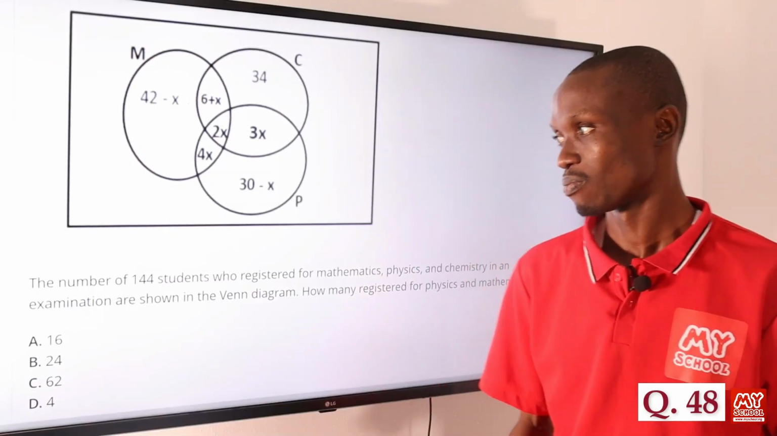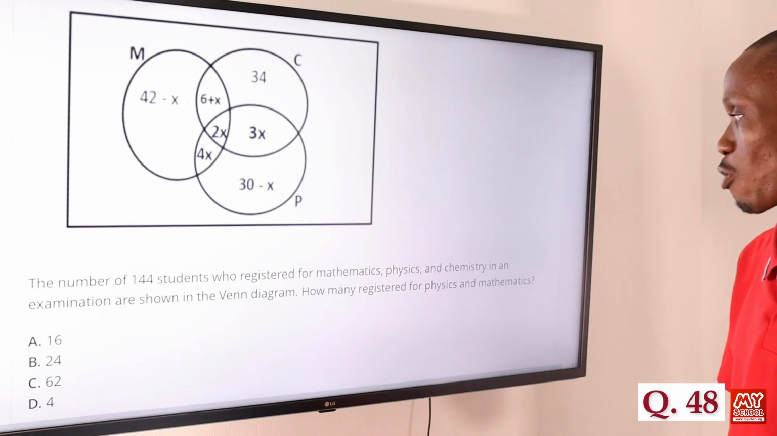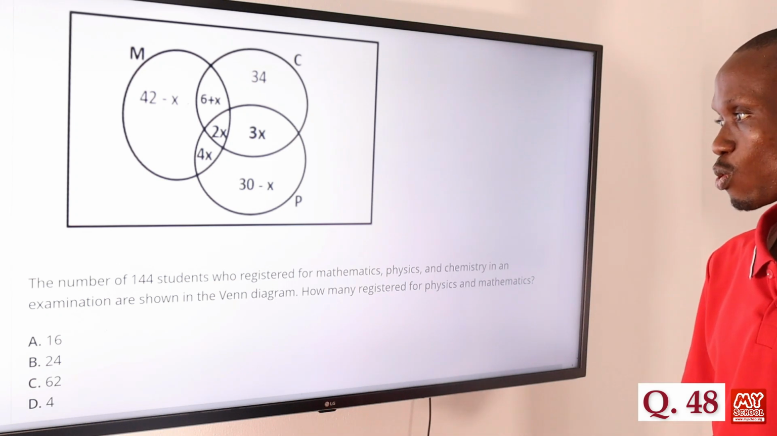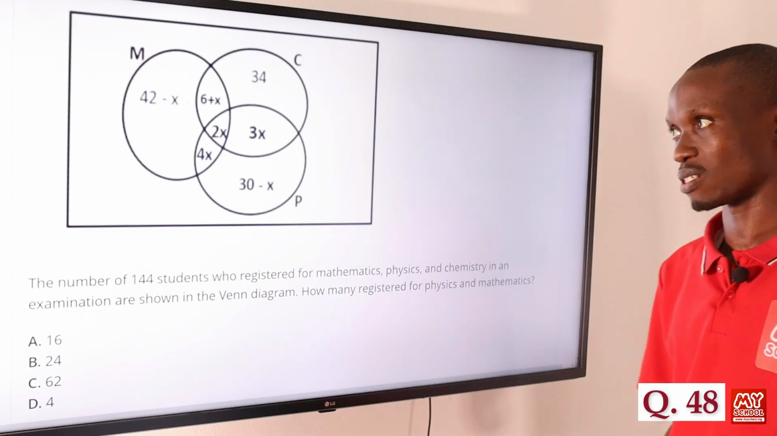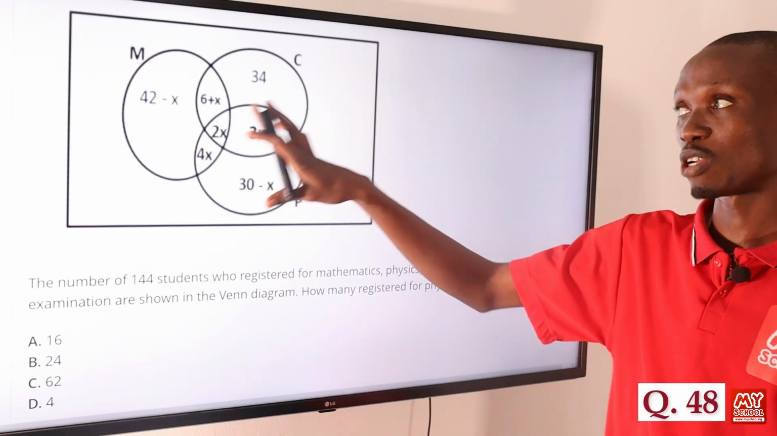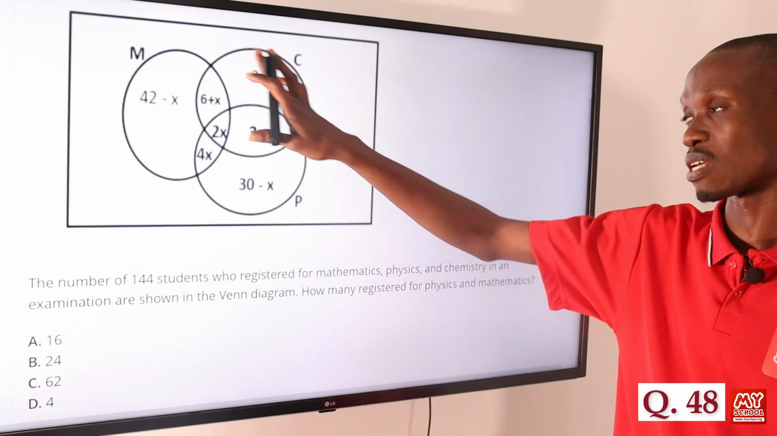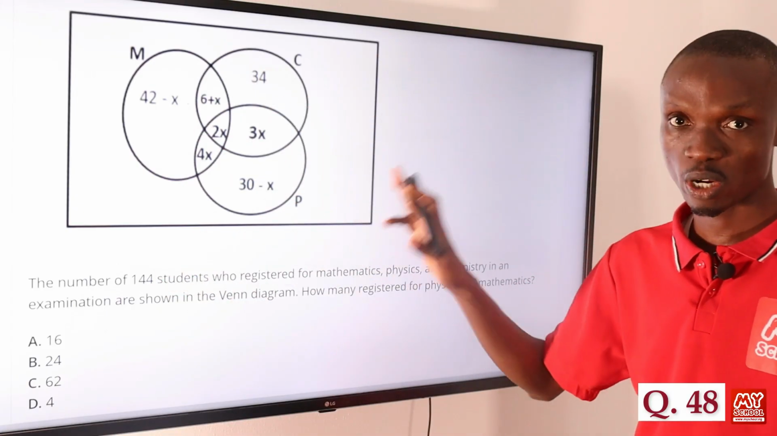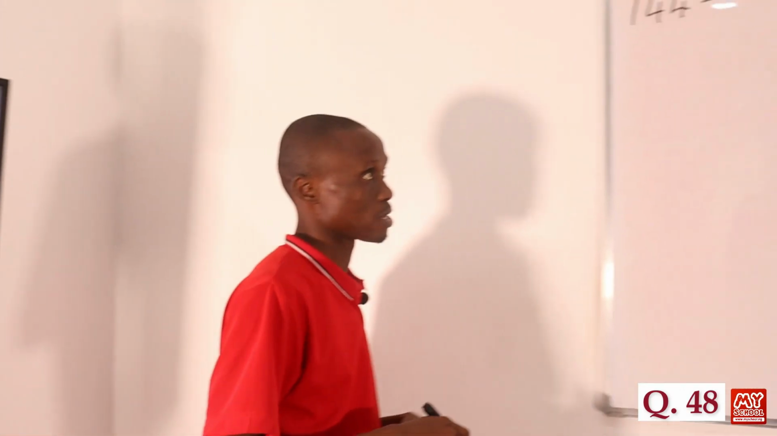Question 48. The number of 144 students who registered for mathematics, physics, and chemistry in an examination are shown in the Venn diagram. How many registered for physics and mathematics? Everything that you are seeing on the Venn diagram here represents only, right? So if we add all the values that are given to us in the Venn diagram, everything is going to be equal to 144.